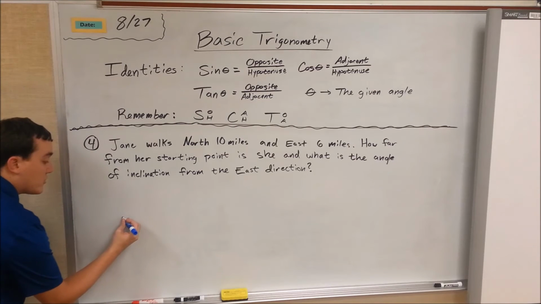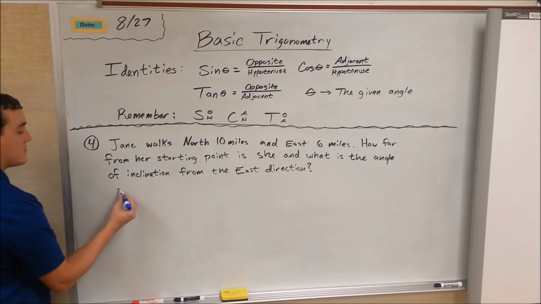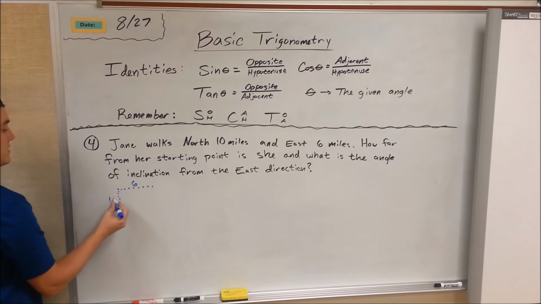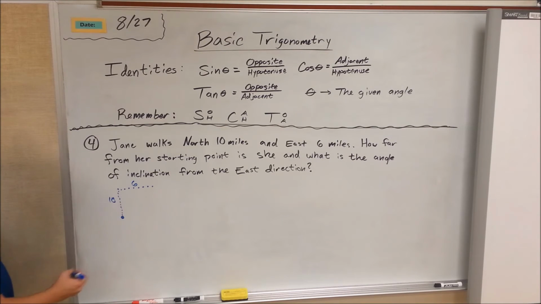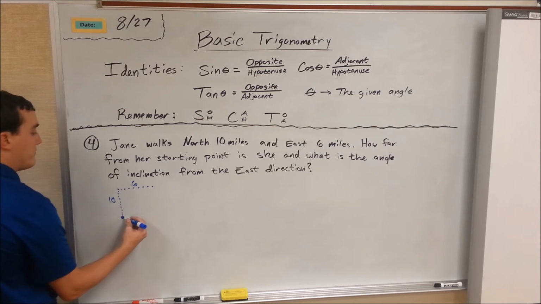We have Jane at her starting point, and she walks 10 miles north, and then she walks 6 miles east. So 6 miles here, 10 here. How far from her starting point is she? So that's going to be this distance. That'll be our hypotenuse.